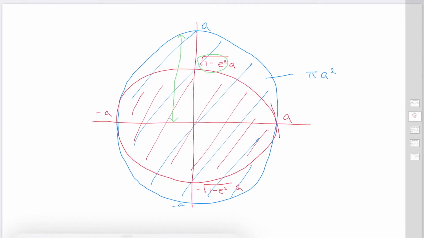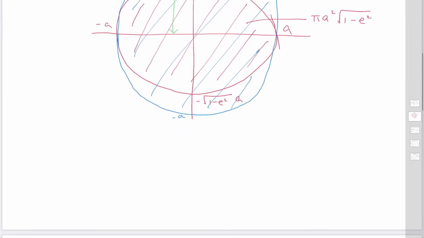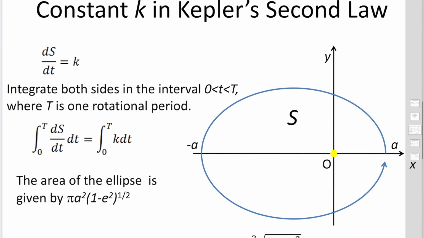Then you can easily imagine the area of the ellipse can be calculated. Pi a squared times the compression factor, square root of 1 minus e squared. This is the area of an ellipse. Okay, then, remembering this factor, let's move to the next slide.